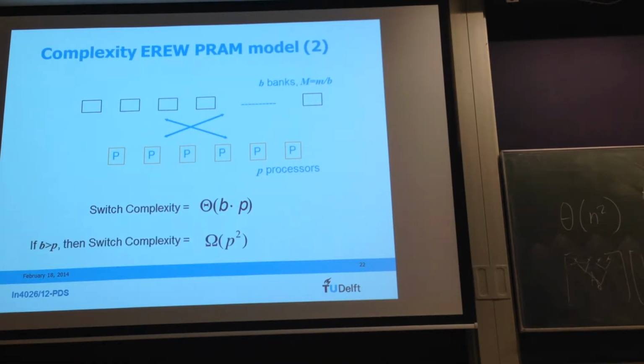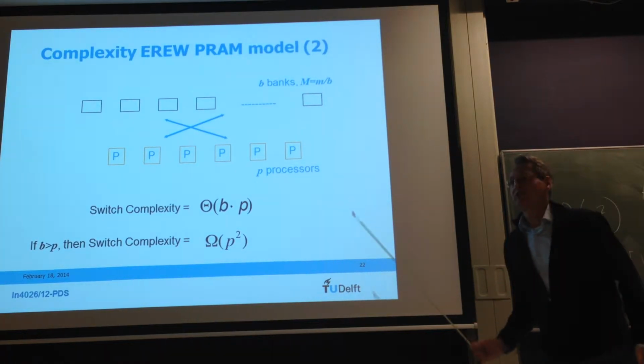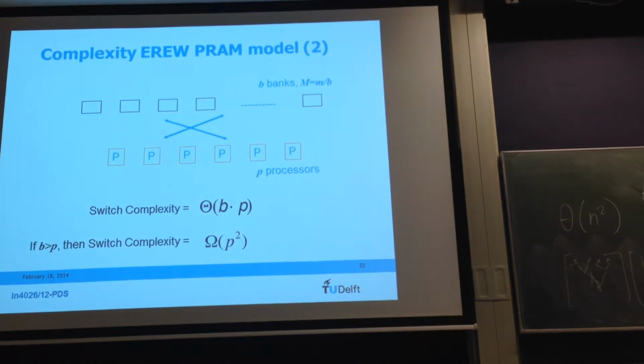But often B is equal or larger than P. We have more banks than processors. So that ultimately means that the switch complexity is lower bounded by B squared. And here we have our scalability argument where we started.